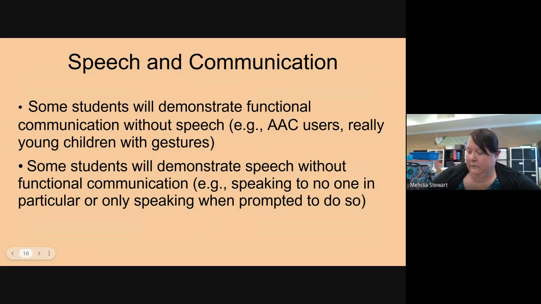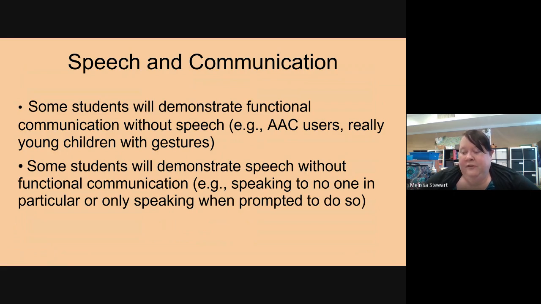Some students will demonstrate functional communication skills without speech, like in the movie, an AAC user, and really young children with gestures. And some students will demonstrate speech without a lot of functional communication. So someone who talks a lot, but not really speaking it to anyone in particular or giving their message to anyone in particular. Or maybe they only speak to another individual when they're prompted to do so.